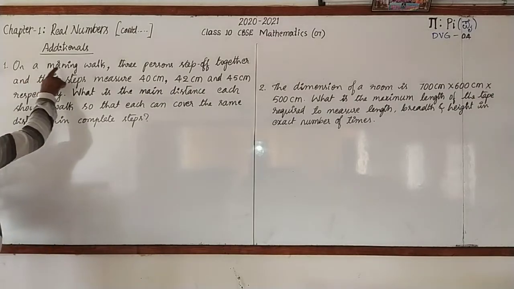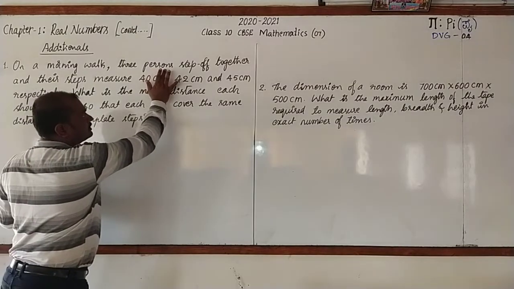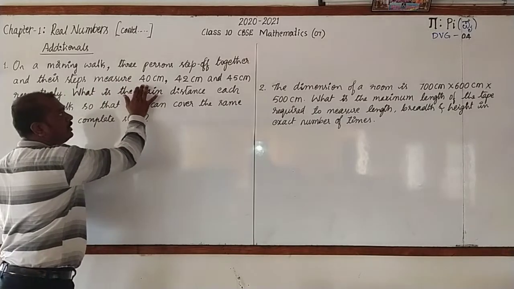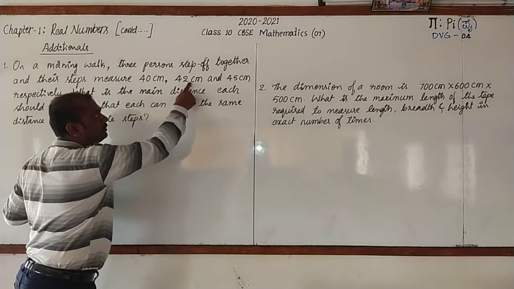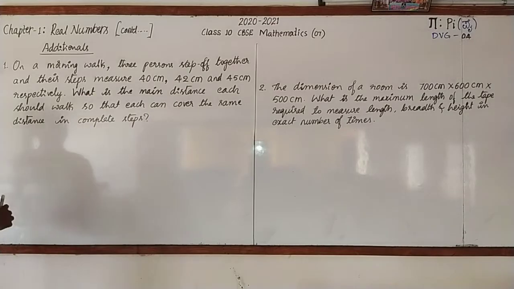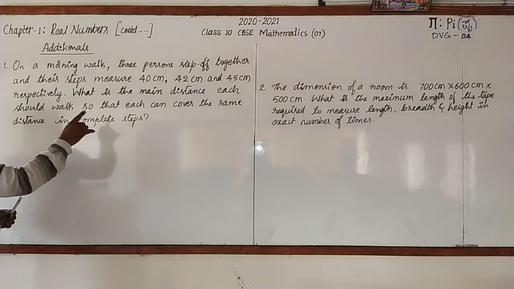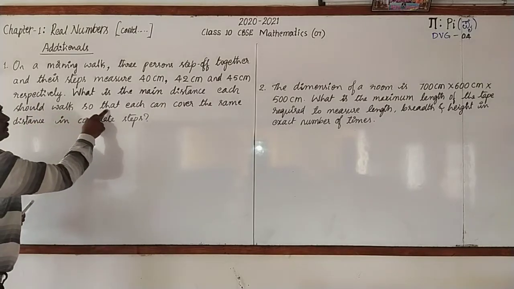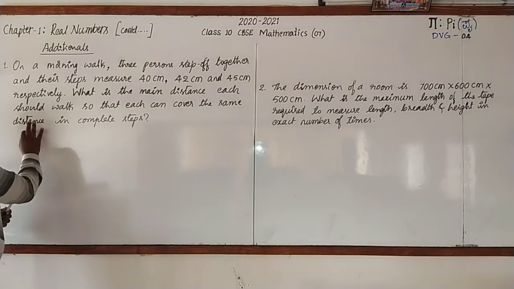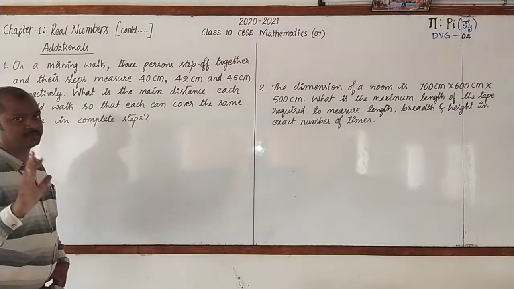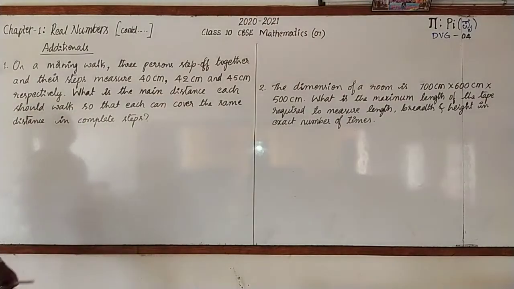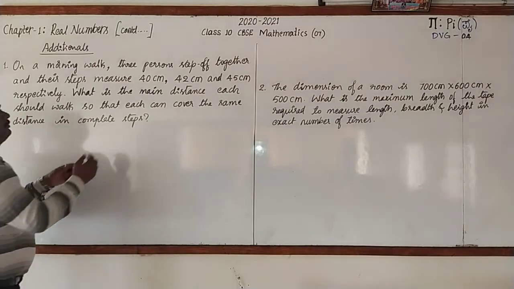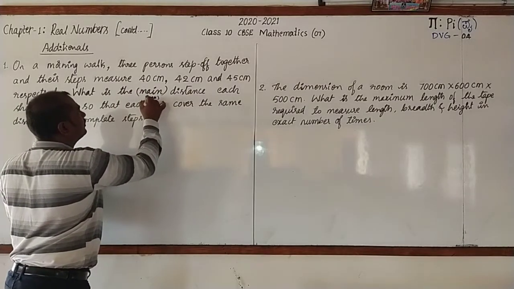Observe. On a morning walk, 3 persons step off together and their steps measure 40 centimeter, 42 centimeter and 45 centimeter respectively. What is the minimum distance each should walk so that each can cover the same distance in complete steps? Clear? Or what is the maximum distance each should walk? You can also take it like that, minimum or maximum.